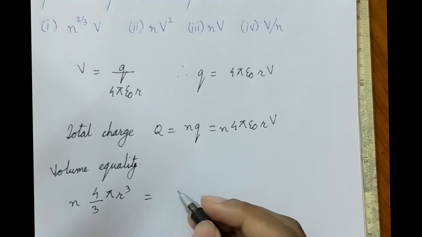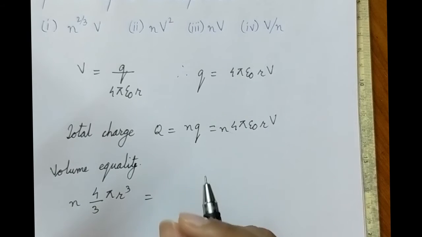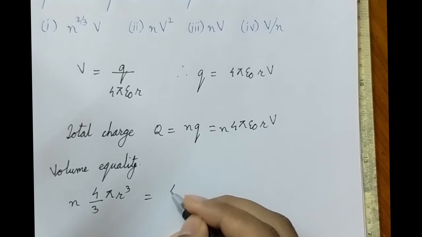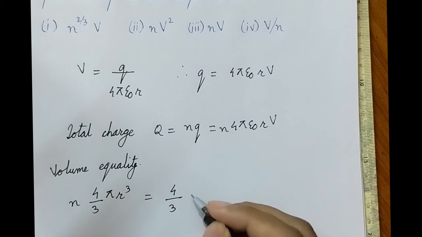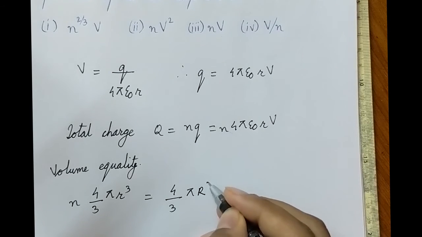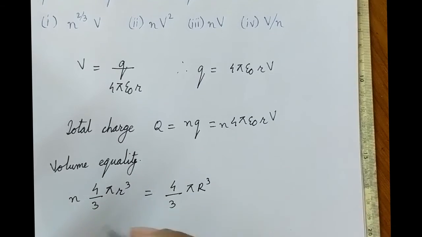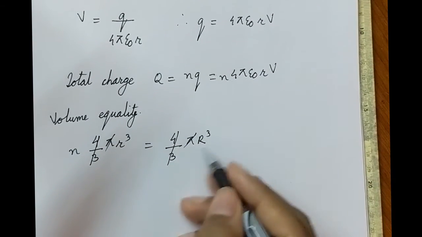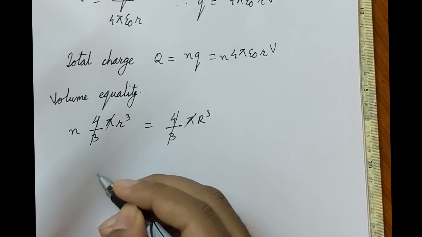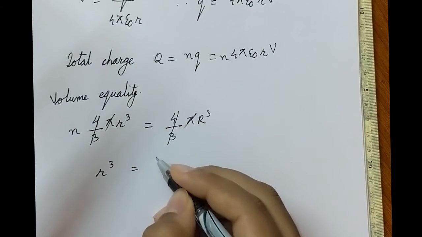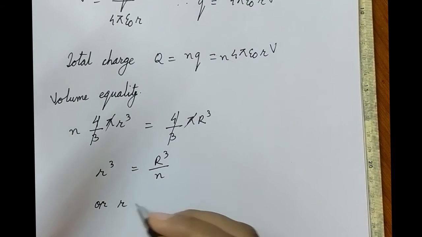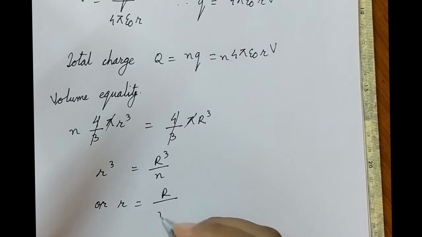This has to be equal to the volume of the larger droplet, because it's the volume of the smaller droplets that constitute the larger droplets. So if the larger droplet radius is capital R, it will be 4 by 3 pi capital R cube. We can remove the pi's, we can remove the 4 by 3's, and I have n r cube is equal to capital R cube, so r is equal to capital R divided by n to the power 1/3.